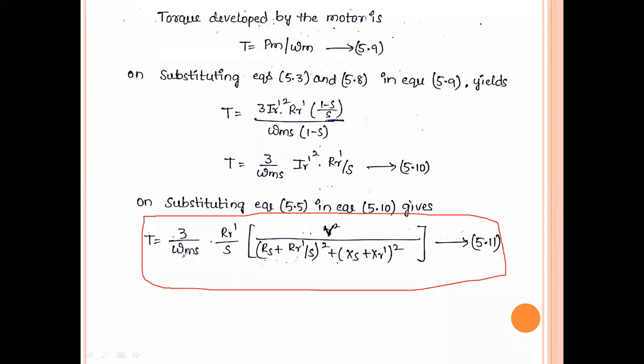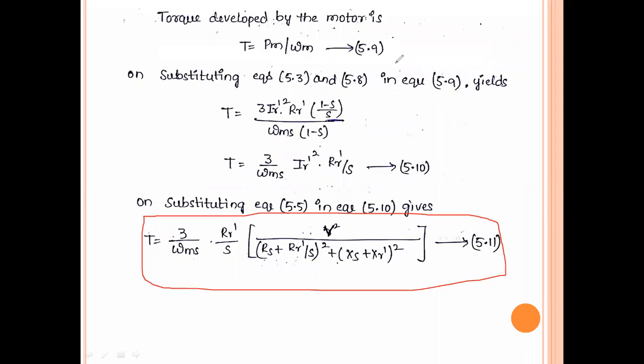And you know all these terms, where omega s is the synchronous speed, RR dash is the stator referred rotor resistance, and V is the stator input voltage or stator voltage simply, and RS is the stator resistance, XS is the stator inductance or reactance value, and XR dash is the stator referred rotor reactance. So equation 5.11 gives us the final expression for the torque developed in the induction motor.